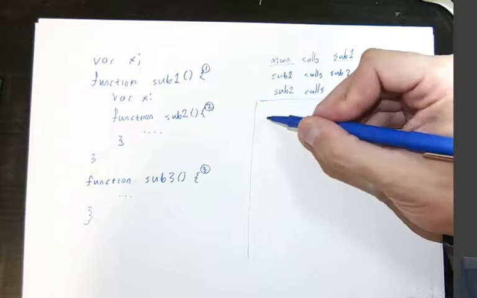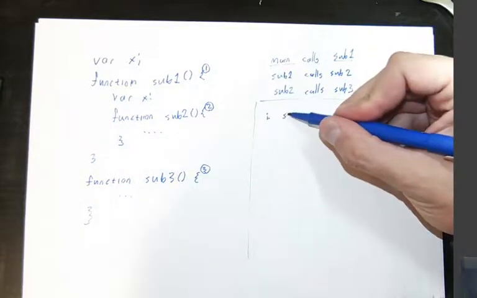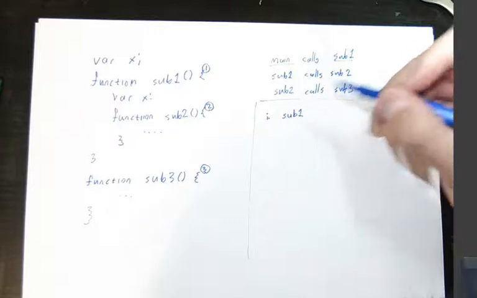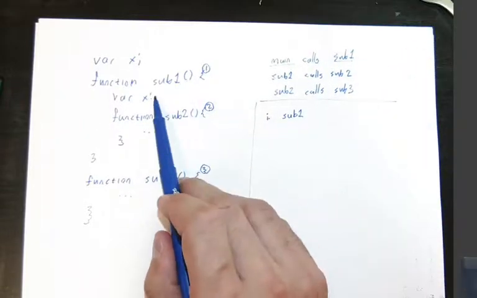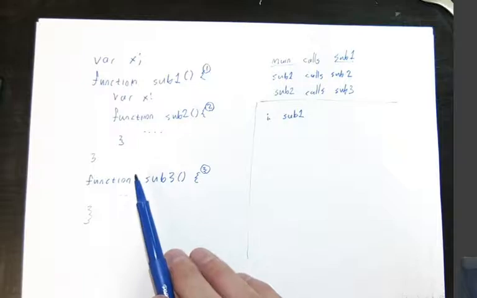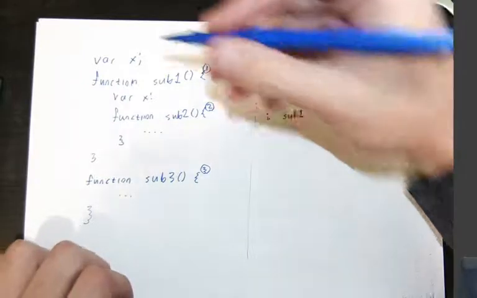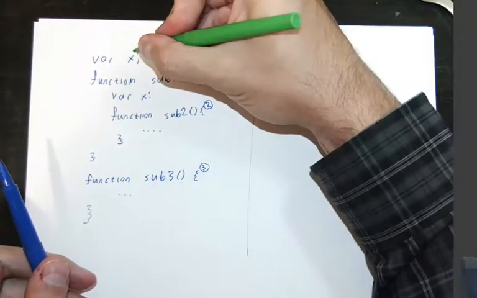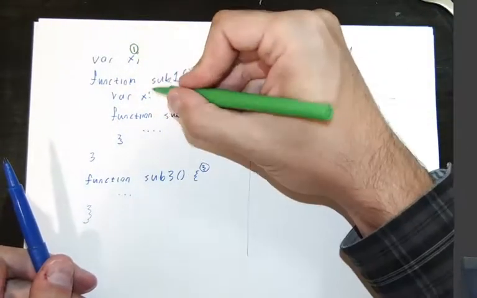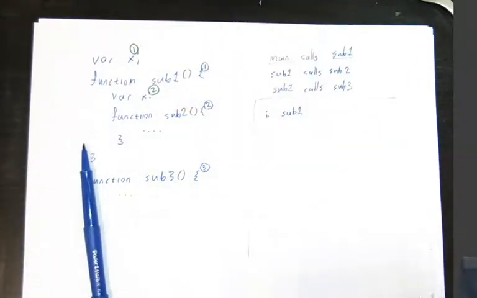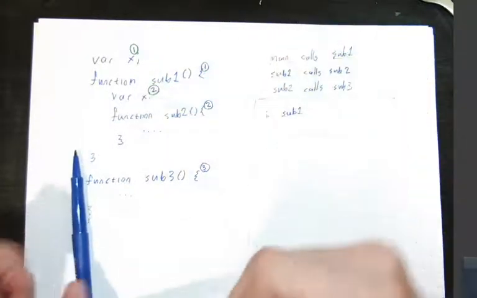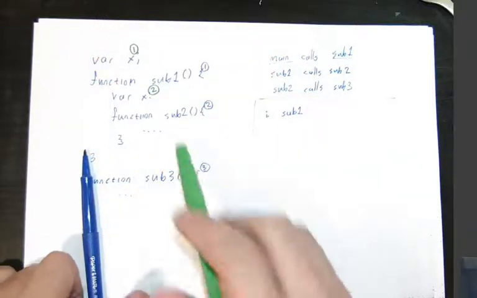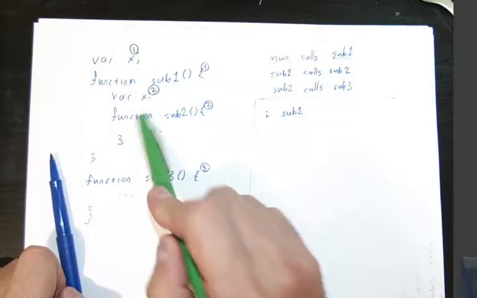Okay, let's see. First, you're in sub1. Inside of sub1, which declaration of x? Let's give them names. Let's call this declaration 1, and I'll do it in green, and this one is declaration number 2. It's going to be useful to number them. This is why line numbers would be great. Those are the two different places that x was declared.